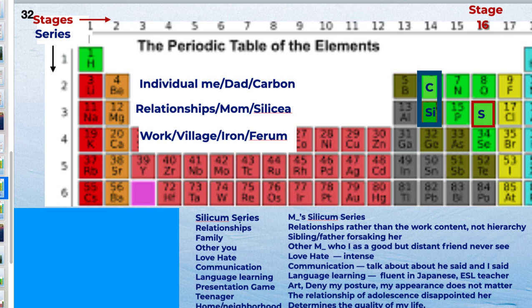The silicum series is this row here where sulfur is. So if we think about my patient on the silicum series, her relationships were not about the content of her work, and they weren't about hierarchy. They were about the relationships with other people, and she always had lots of emotion poured into relationships. Some of it was negative, some of it was positive, but her talk was about relationships and how people related to her. Friends, work people, students, they were all seen by her as a relationship. Okay?